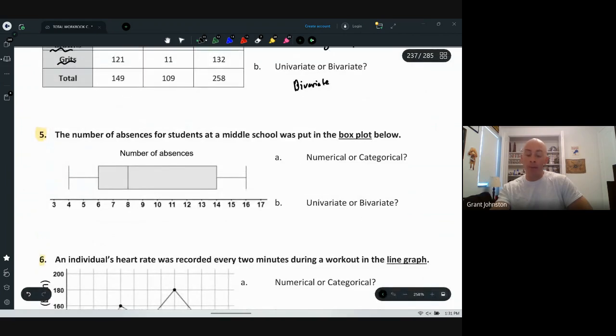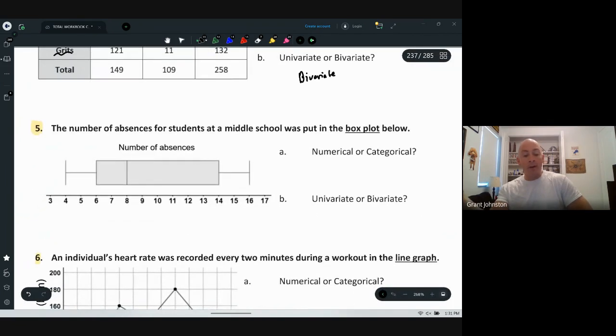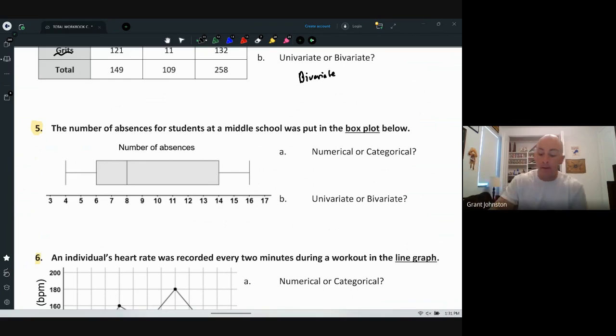Now let's look at box plots. This says the number of absences for students at a middle school is put in the box plot. This is numerical. There's no categories here. It's a count of a number of absences. And that's the only variable, just the number of absences. This is not two variables. This is univariate. So box plots are numerical univariate displays.